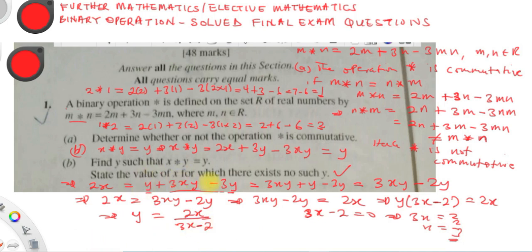So we say state the value of x for which there exists no y. So hence, the value of x for which there exists no such y is 2 over 3. It's 2 over 3. Okay?